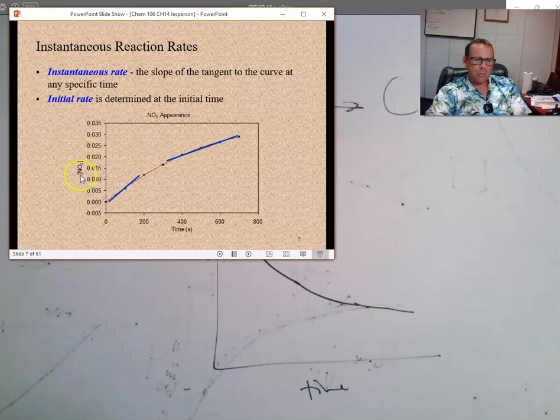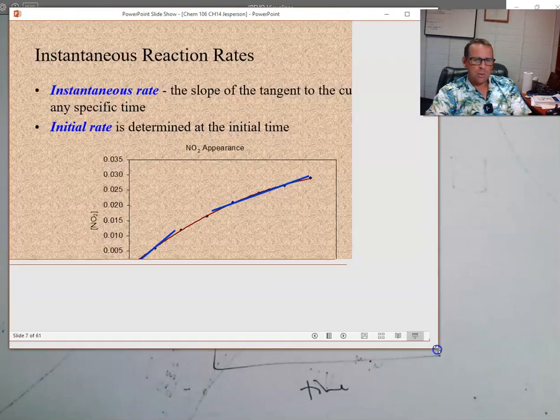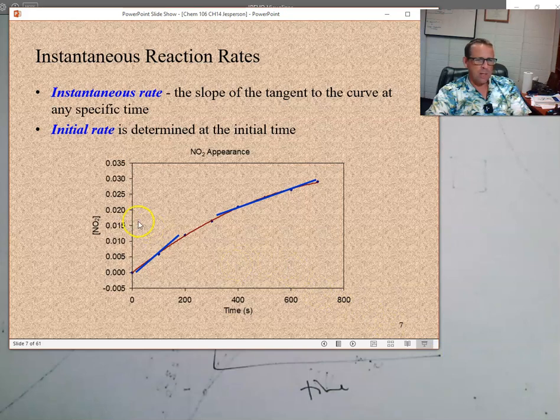Here's NO2. See, it's in brackets. Do you remember what those brackets mean, Sarah? What did I say those brackets mean when they're around NO2 like that? Yeah, that is the concentration. That's right. So those brackets mean we're looking at the concentration of NO2.